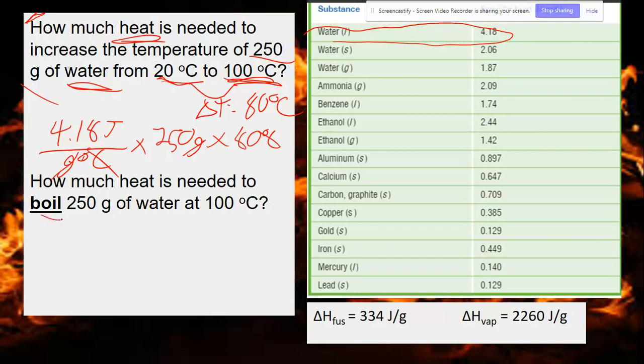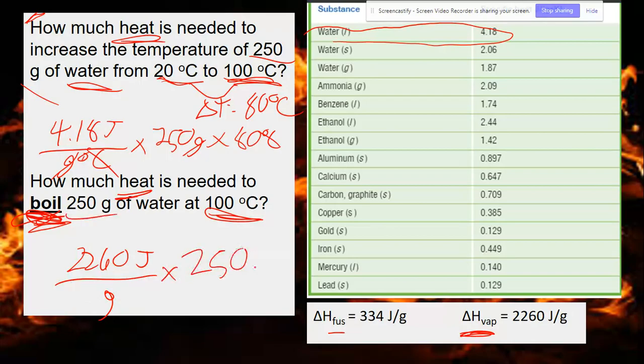All right. How much heat is needed? Here we're talking about boiling. Boiling means a change in state. There's one temperature given, but not a change in temperature because it's boiling and there is no change in temperature. So you're going to need to use either the fusion or the vaporization. Boiling is turning a liquid to a gas. So hopefully that indicates to you to use the vaporization, delta H vap. So take 2260 joules over grams, and I need joules because I'm looking for heat, so I would have to multiply that by grams. So that's 250 grams. And the grams cancel.